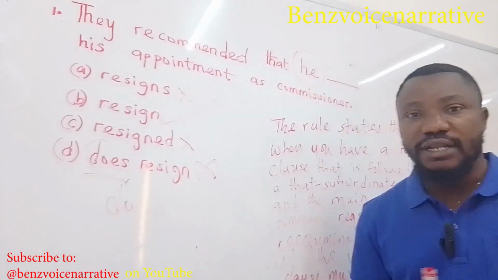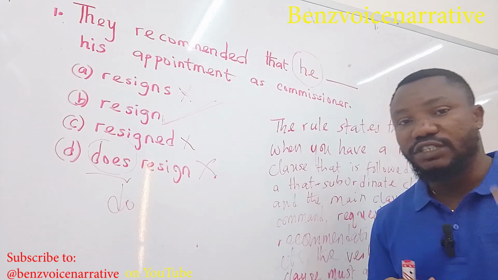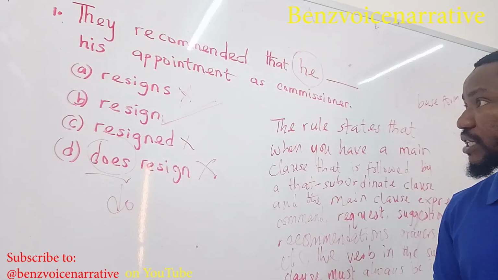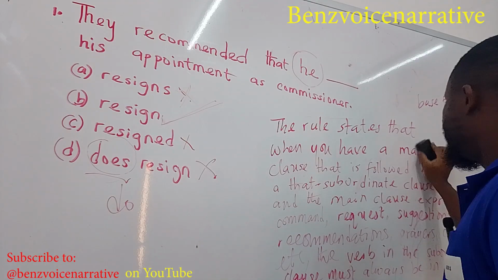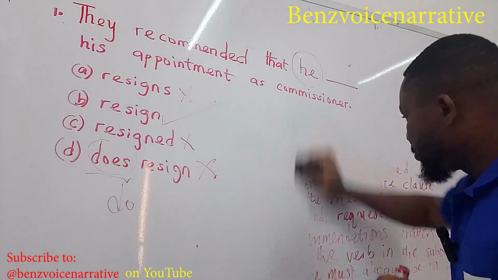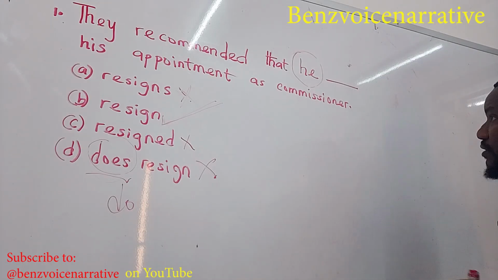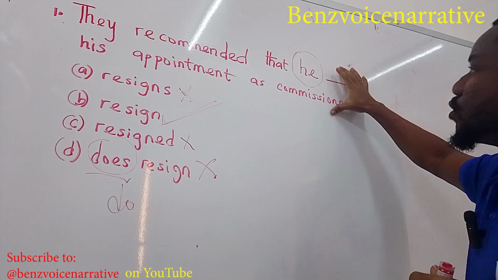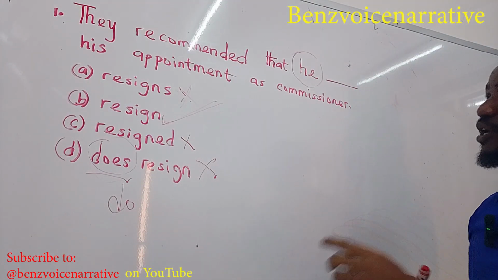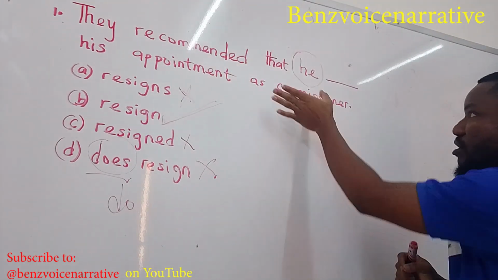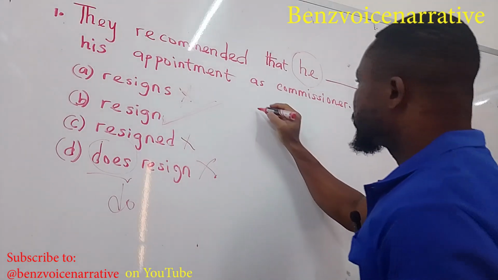Now, with this explanation, I believe that you know what mandative subjunctive concord is, and you can use it in your daily conversation or in your writing process. Before we go, let's look at a few more examples so we can understand this concept better. All that matters is that you note that the verb in the that subordinate clause must always be at the base form in a situation where you have a main clause being followed by a that subordinate clause. Pretty easy.